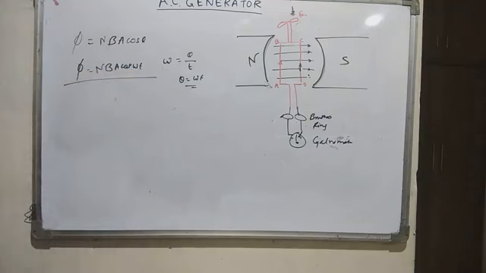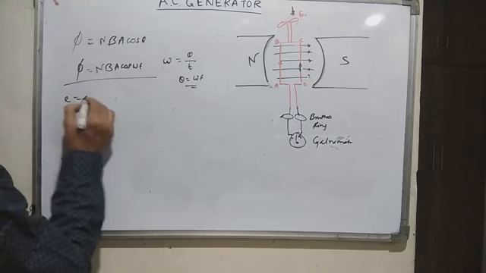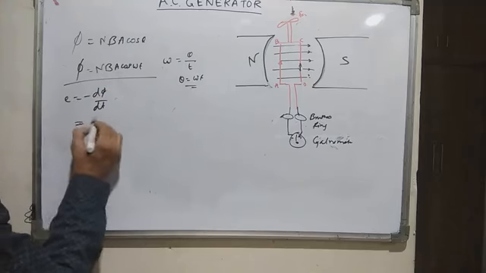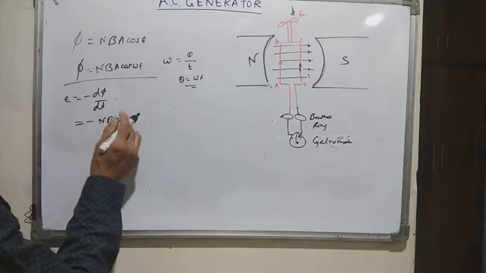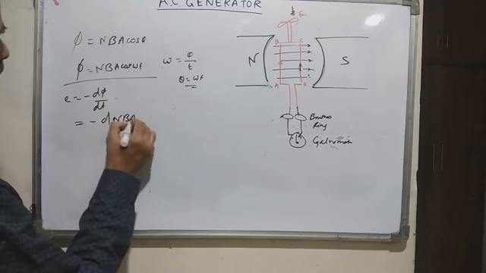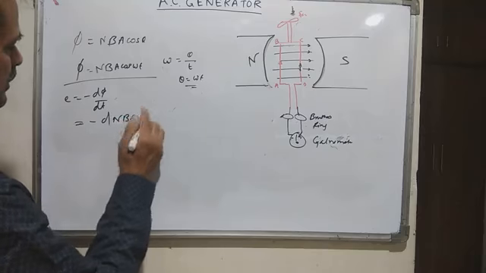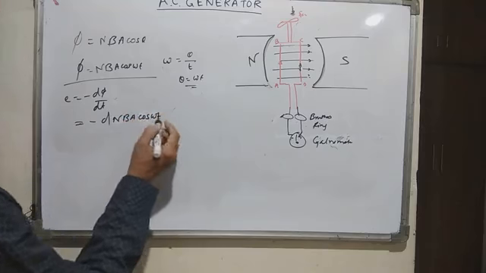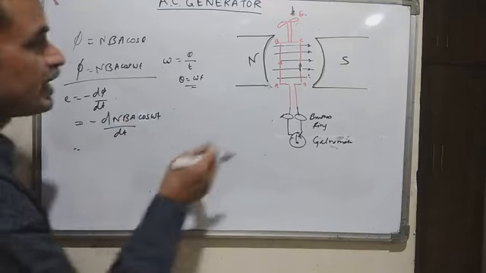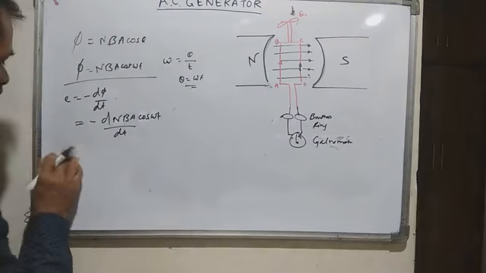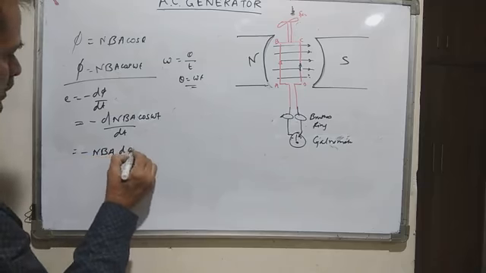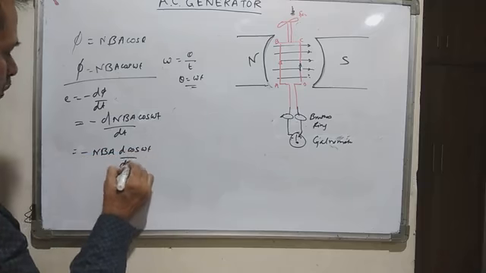Now we know the formula for induced EMF: E equals minus d phi by dt. Suppose I put the value of phi here, what will happen? So minus d of N B A cos omega t upon dt. Now these are constant: the number of turns is constant, the magnetic field is constant, and the area of the coil is also constant. So I will separate out N B A, and then d cos omega t upon dt.